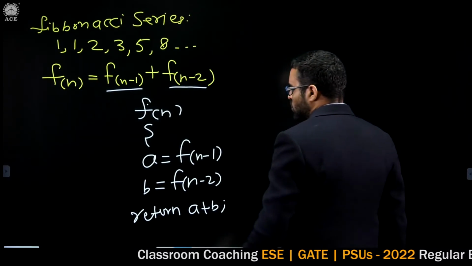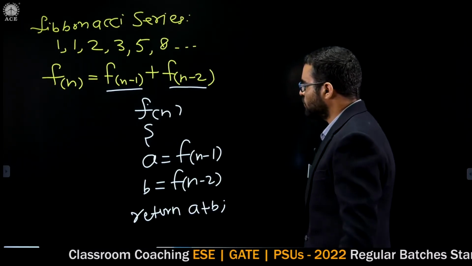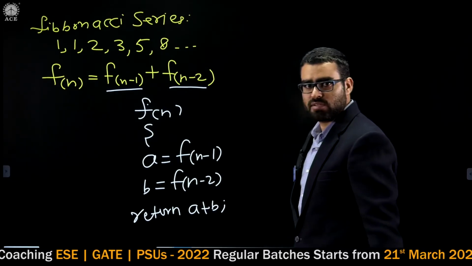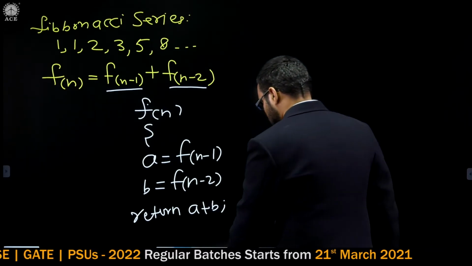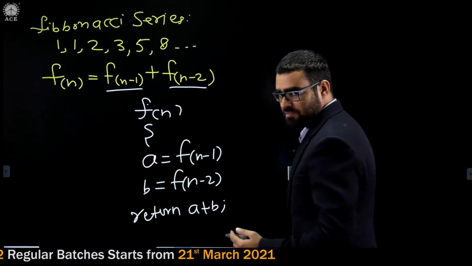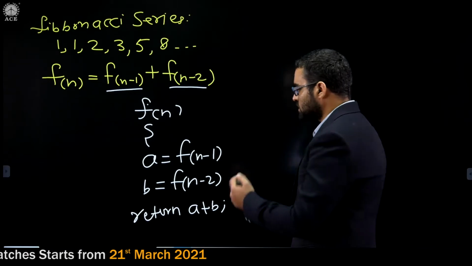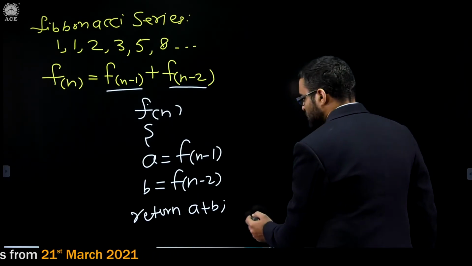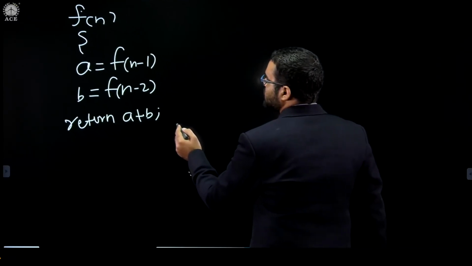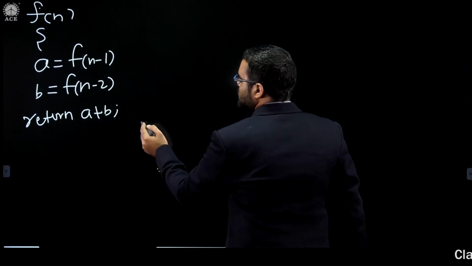So this is our program for computing the value of fn. Now let's solve this. What will be the activation tree that we will get for this fn? Let's see this. For this fn, we are going to see the activation tree. So this is our fn.